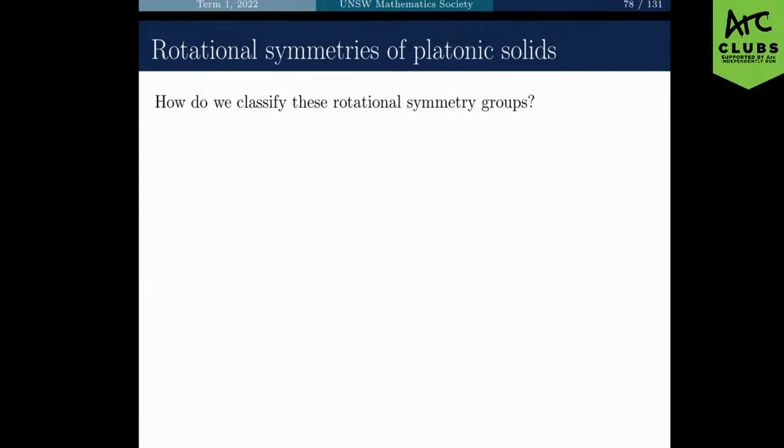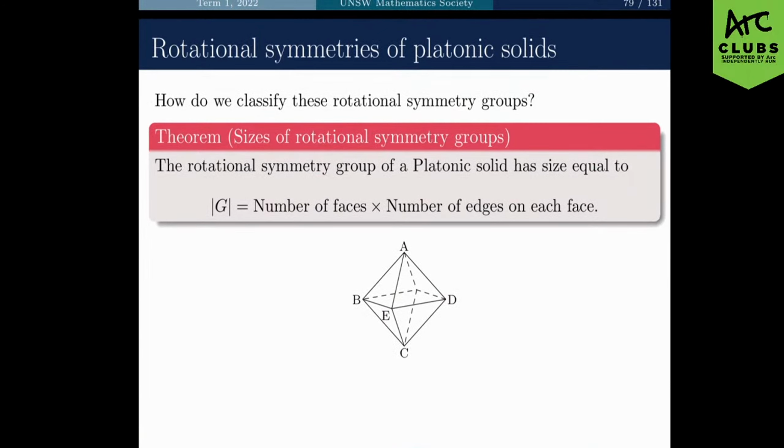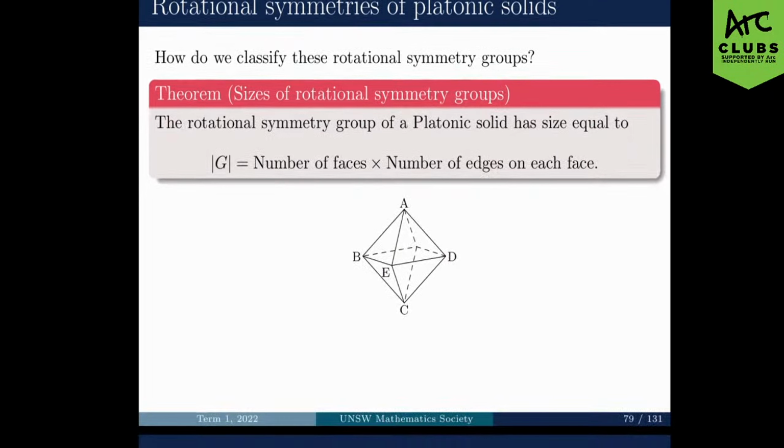How do we actually classify those rotational symmetries of the Platonic solids? Well, there's one theorem that we should know, which is that the rotational symmetry group of a Platonic solid has size equal to the number of faces times the number of edges on each face. Because if we want to rotate this in such a way that it's still the same solid, then we'll take this face, and we can move this face anywhere else. So it could move over here. How many options do we have for that? Well, it's the number of faces.